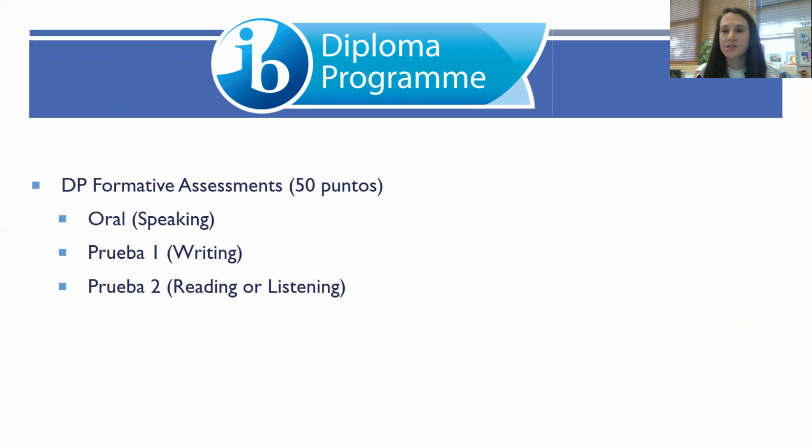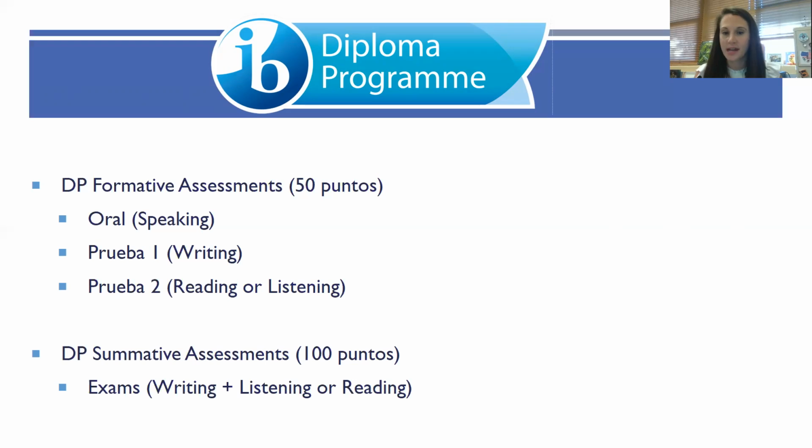There's the oral, which is a speaking grade that they get every unit to prepare them for the oral portion of the IB exam. Prueba Uno, or paper 1, they'll have one written assessment. And Prueba Dos is paper 2, they'll have one reading and listening assessment every unit. So those are the formative, those are only worth 50 points. Their exams, which are the summative, they will always have a writing portion of their exam and a listening or a reading. And since that's the exam, those are worth 100 points, and they get one of those per unit.